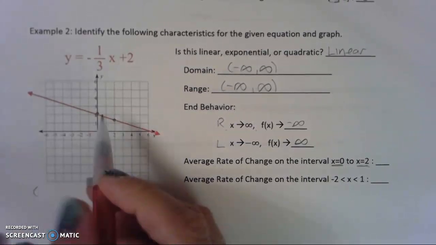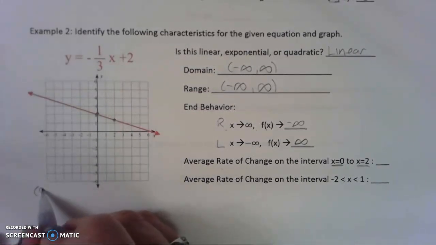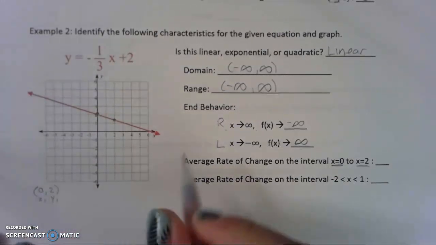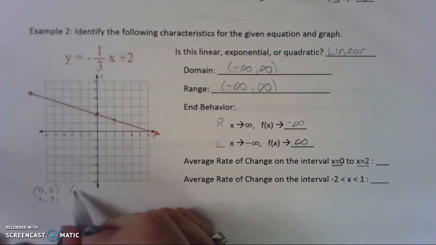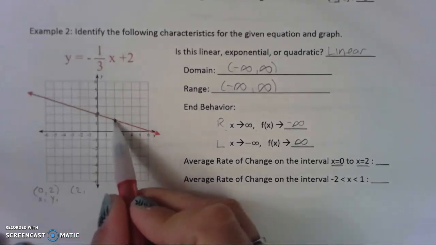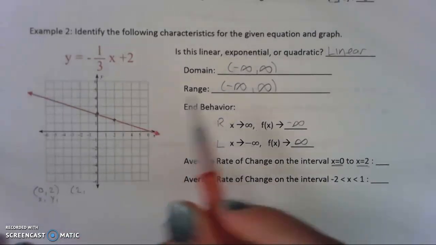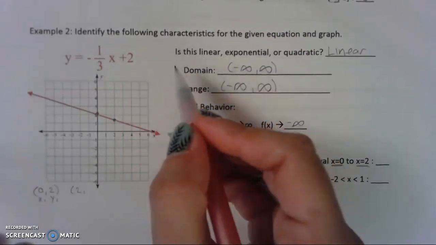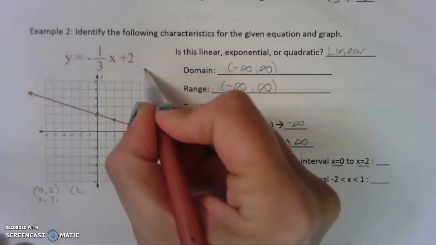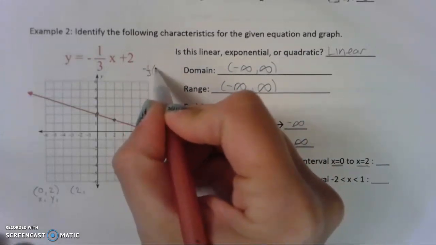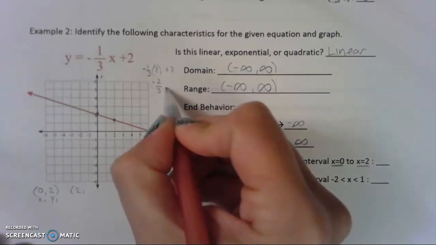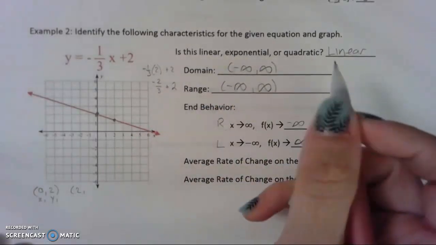So we've got this first point is 0, 2, so this is going to be x1, y1, and then here this point is 2, and now we need to know what that y value is. The easiest way to do that is plug a 2 in here. So if we plug a 2 in, I'm going to get negative 1/3 times 2 plus 2. So this is a negative 2/3 plus 2.